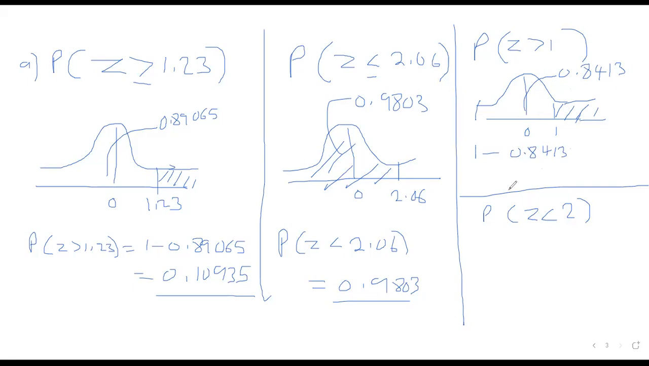So 1 minus 0.8413, what do we get? 0.1587. Correct.